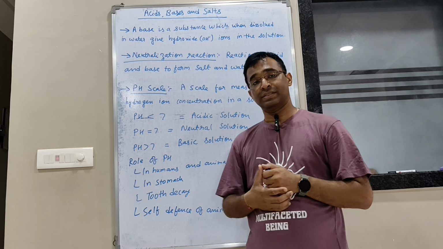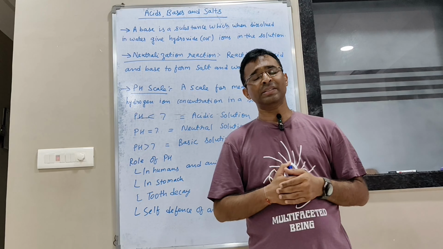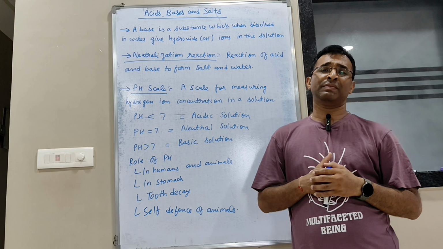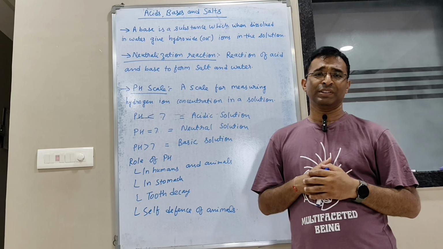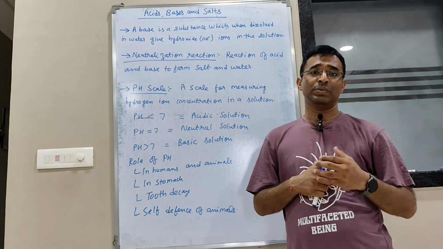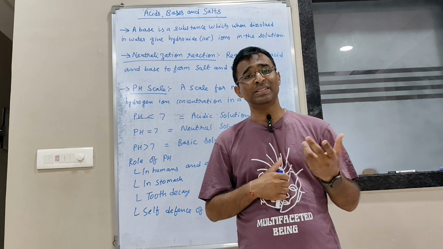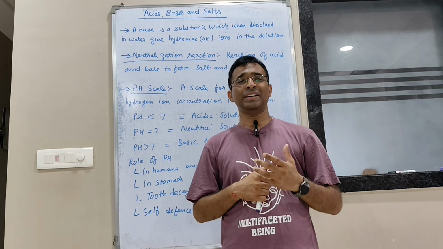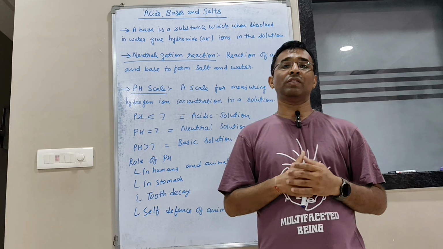Last is the self-defense of animals. Many animals and plants release chemicals in order to protect themselves, like a frog or an ant, which also release chemicals. Honeybees are other examples which generate acids that irritate and cause a lot of pain.